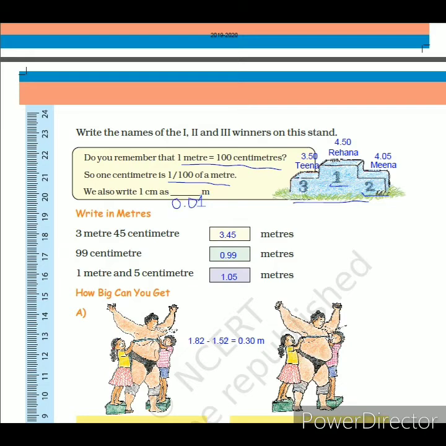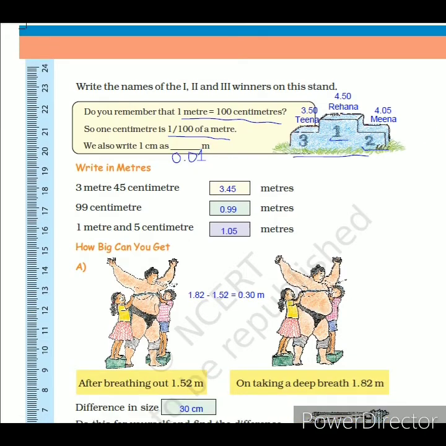Now write in meters. The next topic is write in meters. 3 meter 45 centimeter. How can we write 3 meter 45 centimeter in meters? Just put a decimal point between the meters and the centimeter. Here meter is 3 and centimeter is 45. So we can write in meters as 3.45 meters. Like that, how can we write 99 centimeter? Writing in meters, 0.99 meters. 99 centimeter is 0.99 meters.